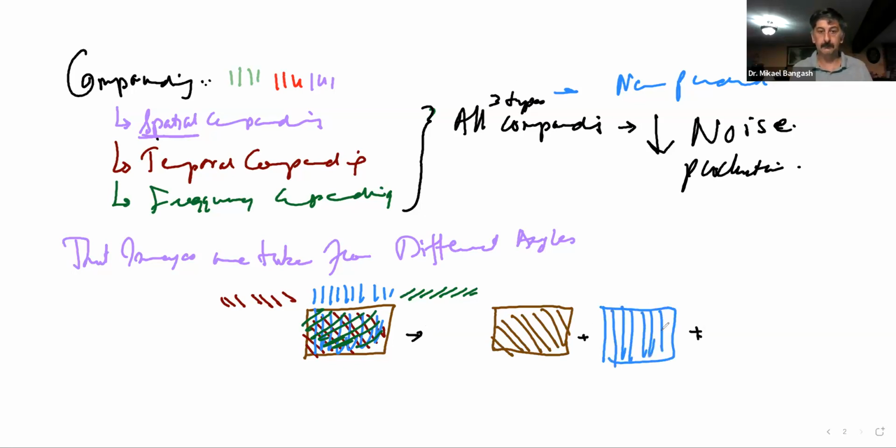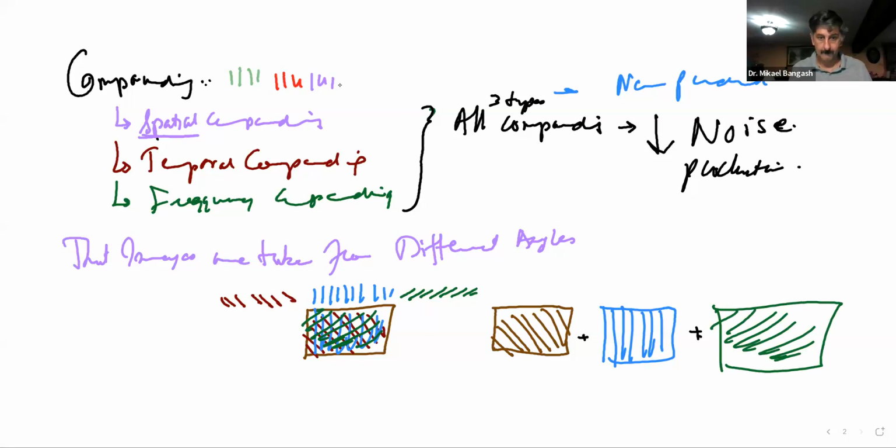This plus this plus this equals this. Did that make sense? So we can make this. What made this image here? This is an example of spatial compounding.